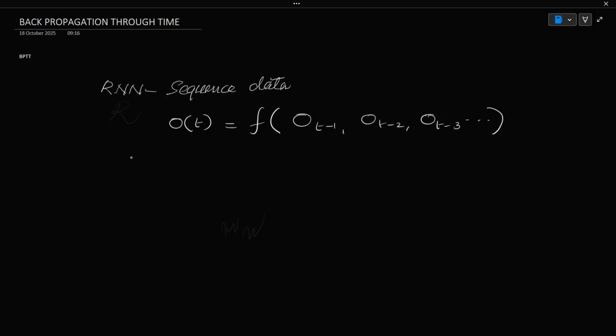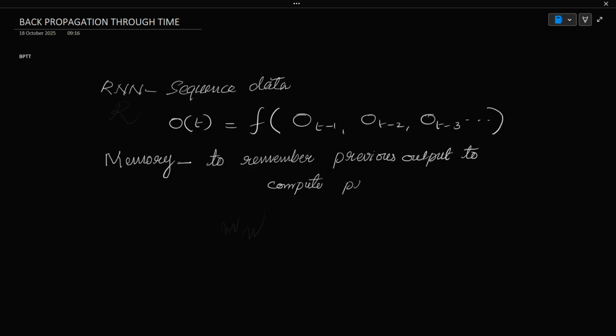So we discussed that CNN is very suitable for image data, grid-like structure data, whereas RNN is more suitable for sequential data. And RNN handles this data by feedback connection from the previous outputs. We can also say that RNN has a memory. That means it has a channel to remember the previous outputs to compute the present output. So this is the main feature of RNN.